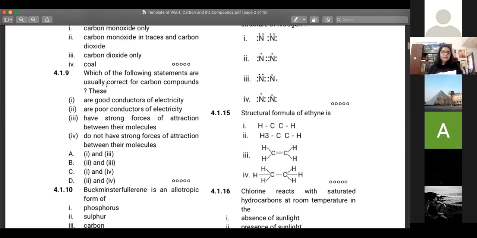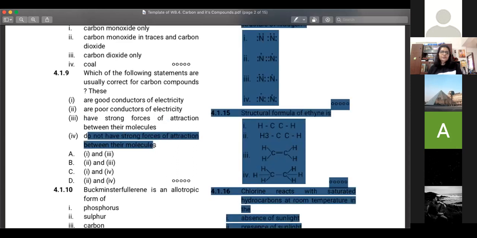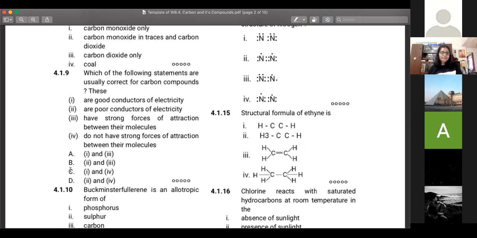Which of the following statements are correct for carbon compounds? 1. Good conductors of electricity. 2. Poor conductors of electricity. 3. Strong forces of attraction between molecules. 4. Not strong forces of attraction between molecules. Option A is 1 and 3, B is 2 and 4, C is 1 and 4, or D is 2 and 3. Now it will be 2 and 4. Ananya, Tanusha, yes, because they're not good conductors and they will not have strong forces. A. Okay.